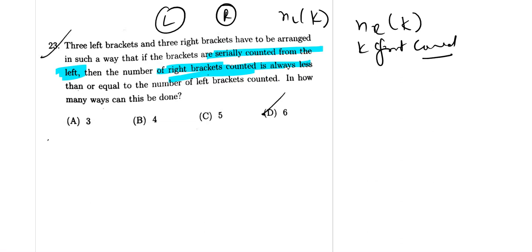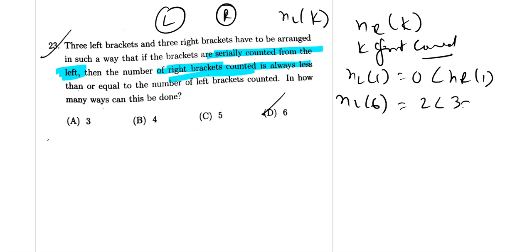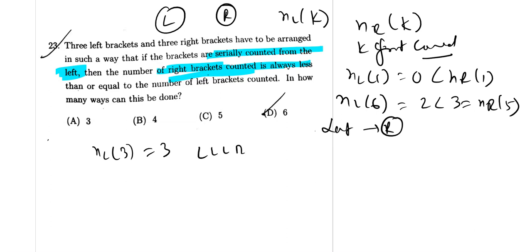So the first bracket from the left must be L. Otherwise we had N_L(1) = 0 less than N_R(1). ये तो हो गए. So if the last bracelet is L, then N_L(6) equal to 2 is less than 3 equal to N_R(5). So hence the last bracelet must be R. So N_L(3) equal to 3 corresponds to the satisfactory configuration of LLL RRR.